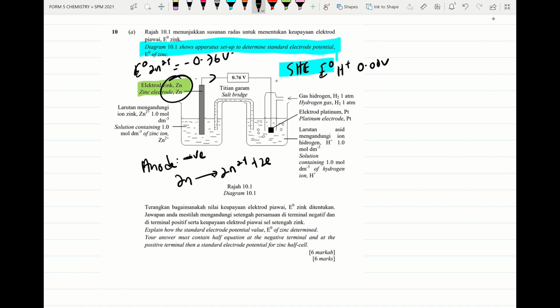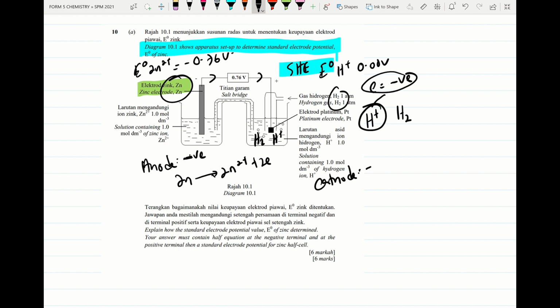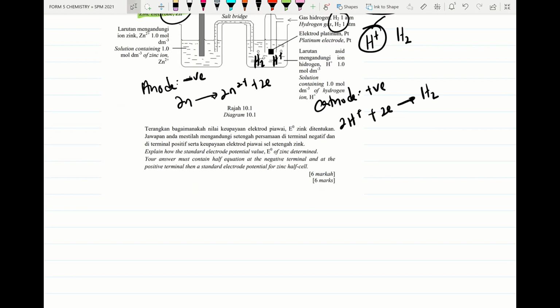Right, so the electron will move from the negative terminal, which is the zinc electrode, to the positive terminal, which is the platinum electrode. So here we have hydrogen molecule and also hydrogen ion. Electrons are negatively charged particles, so they will be attracted to the hydrogen ion. So at your cathode, which is the positive terminal, we take two hydrogen ions, gain two electrons and form hydrogen molecule. So we try to answer this question together.